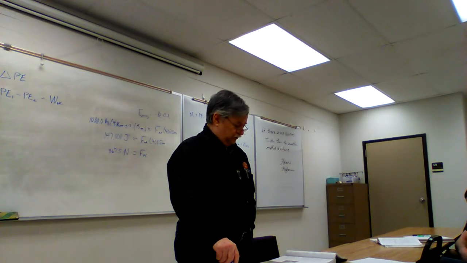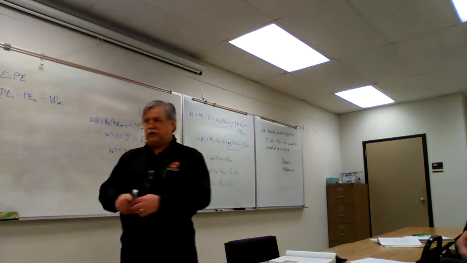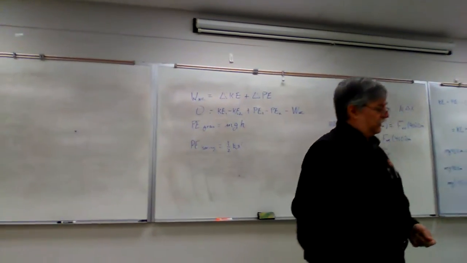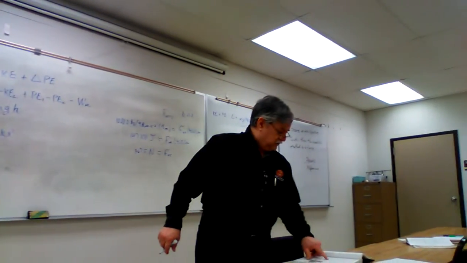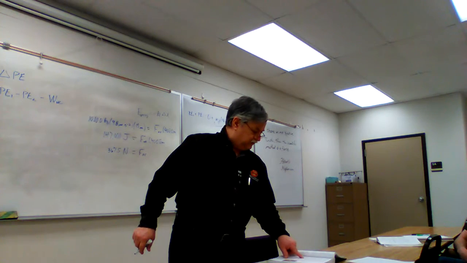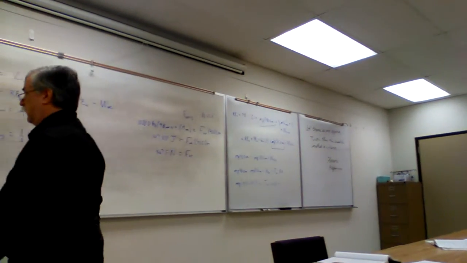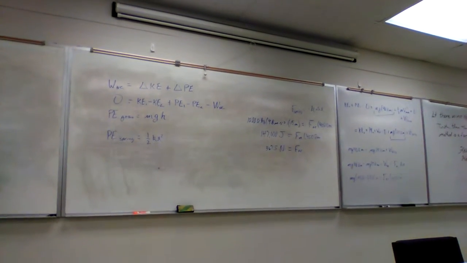Well, let's work through the example here. The example they give us here is a 60-kilogram jogger who runs up a flight of stairs in 4 seconds. What do we got here? 60 kilograms. Runs up a flight of stairs in 4 seconds. The vertical height of the stairs is 4.5 meters.